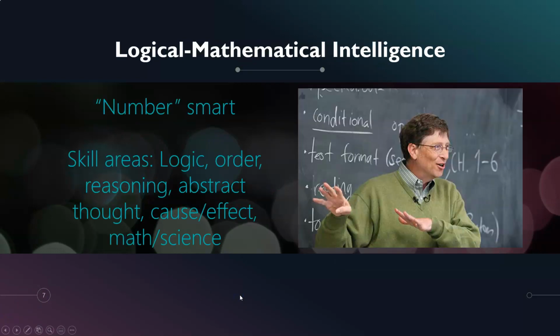The second type of intelligence is called logical mathematical intelligence, and people who are good at this are good at those 2 areas. You see it there on the screen, number smart, but it's not just about numbers and math, it's about a lot of logic, rational thinking. So you can think of it as logic smart, math smart, number smart. They tend to use logic, order, rational thinking.